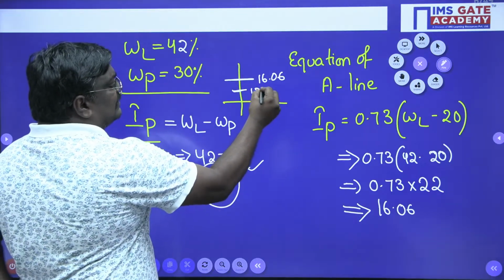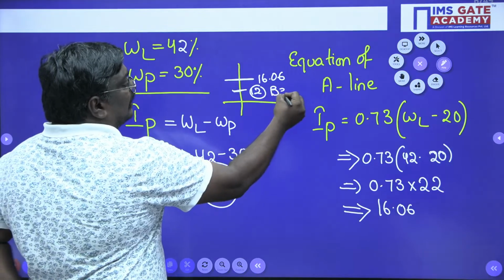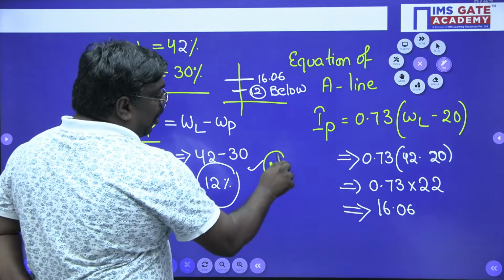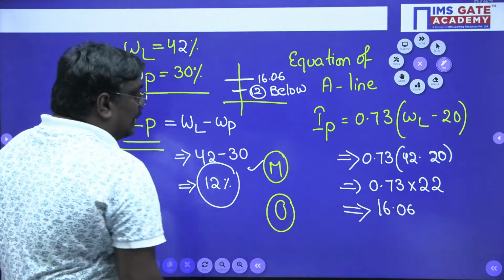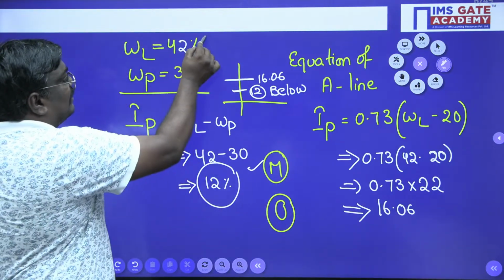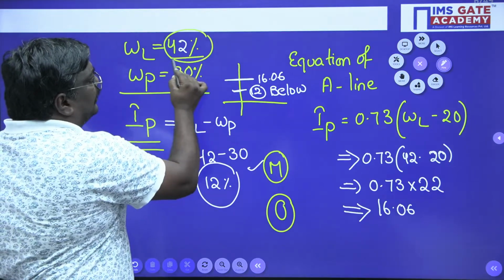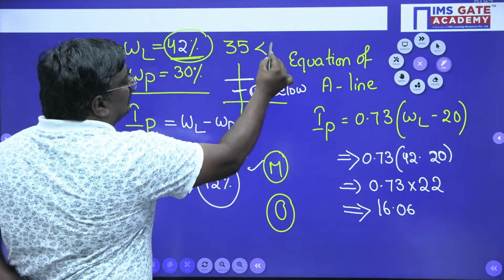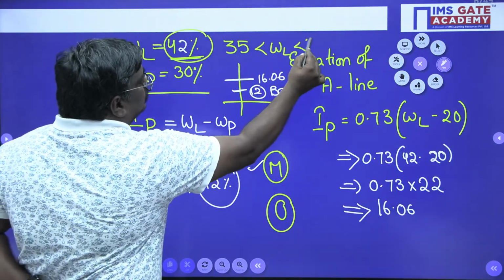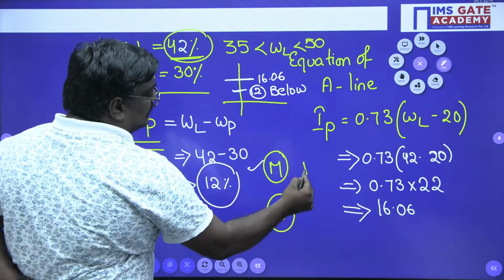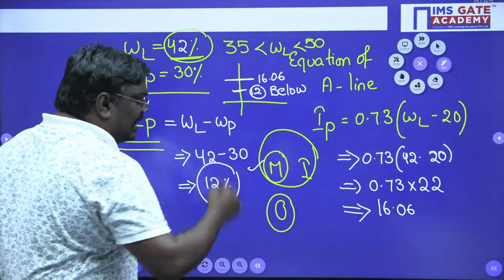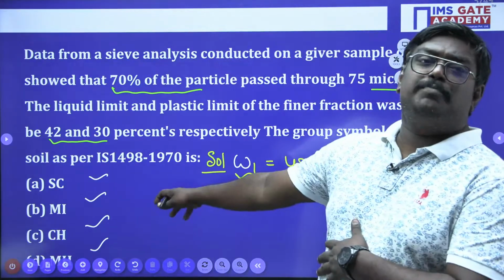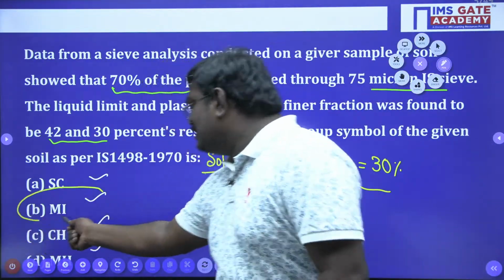So 12 is below the A line. Below the A line means it can be silt or it can be organic. Okay. Now see, what is the liquid limit given, student? The liquid limit is 42 percent. So the value of the liquid limit is between 35 and 50. So I will write this answer as MI. Is there any option MI, my dear students? Yes, we have the option MI. So the answer is B.